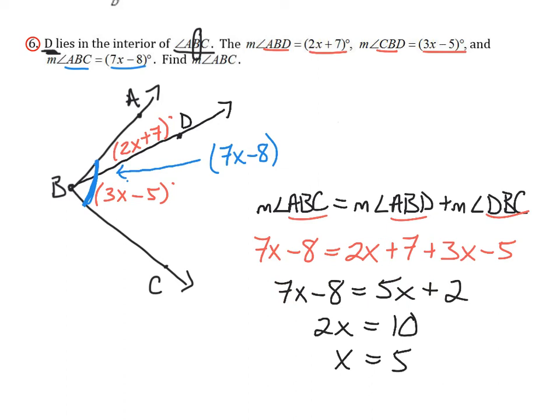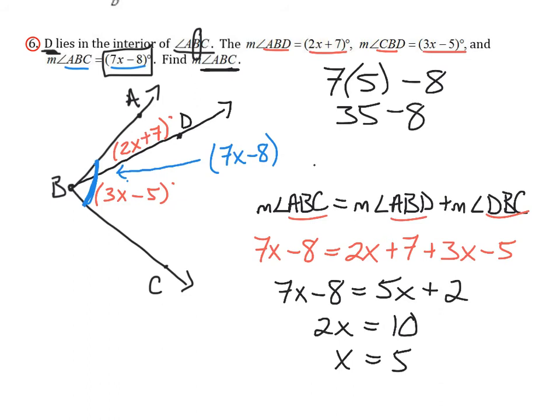It looks like x equals 5, and the last thing they want is the measure of angle ABC. So remember that was 7x minus 8, so I'm going to replace x with 5 and solve for that measurement. So it looks like we end up with 35 minus 8. So the measure of angle ABC is going to equal 27 degrees.